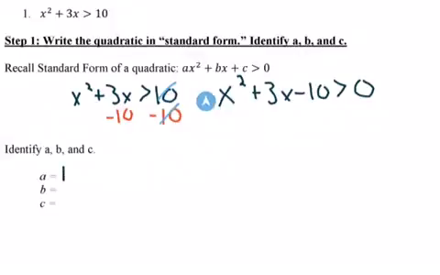I do the same for my x. My b is the number in front of my x. So I find my x, there it is, and I look at the number in front of it. It's a 3, so I write 3 here. And then my c is the constant, the number without a variable. In this case, it's negative 10. Don't forget that negative. Negative 10.